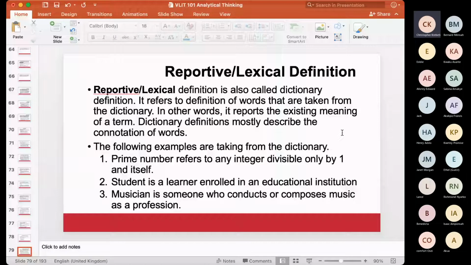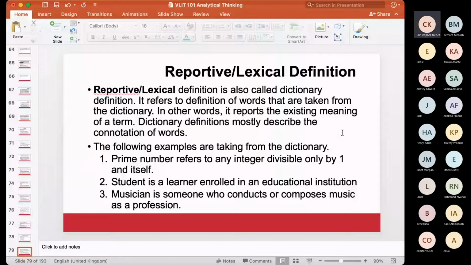All right. Dictionary definitions mostly describe the connotation of words. So we now know what connotation is. The connotation is when it is offering descriptive features, either about the qualities or the attributes of the term. So dictionary definitions mostly describe the connotation of words. It does not mean that you will not have the denotation. I have mentioned that some dictionaries will go ahead to provide the denotative meanings of the words. But the dictionary will not tell you that this is connotation, this is denotation. It is you who have to know that.